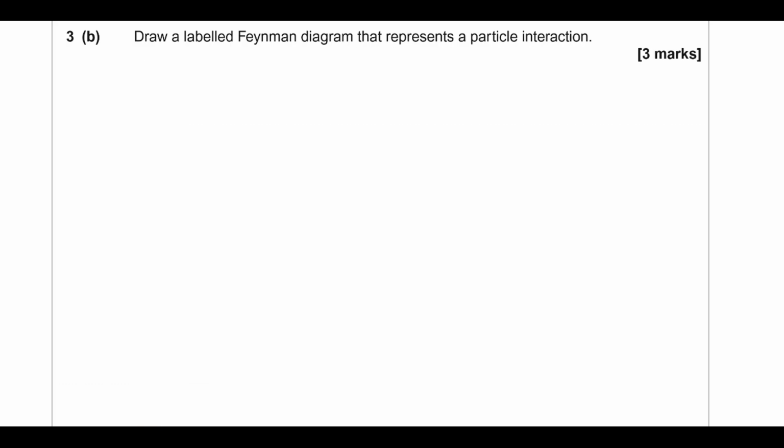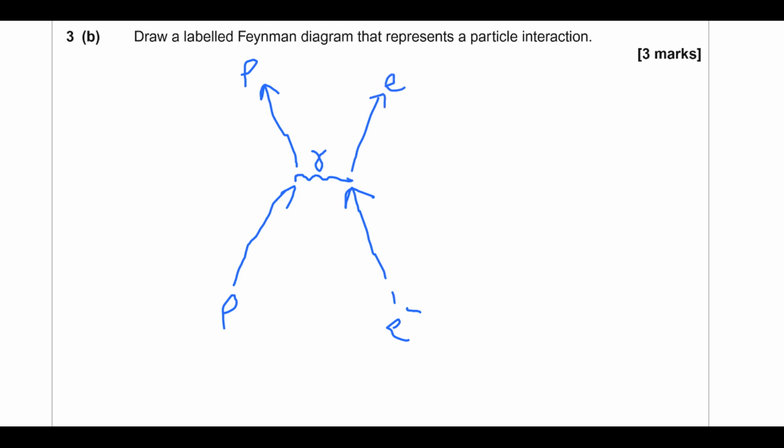So let's continue on. So flip on to the next question. This question wants us to draw a Feynman diagram to represent a particle interaction. So let's go with a proton and an electron. They're going to exchange a virtual photon and go off still as a proton and as an electron. They're not going to be changed by the interaction.